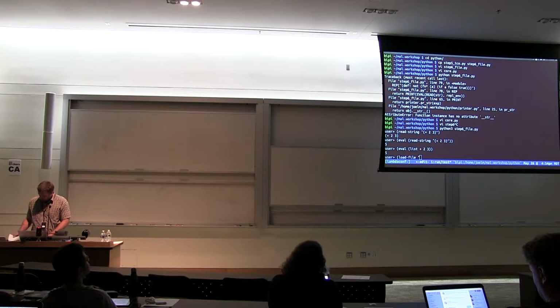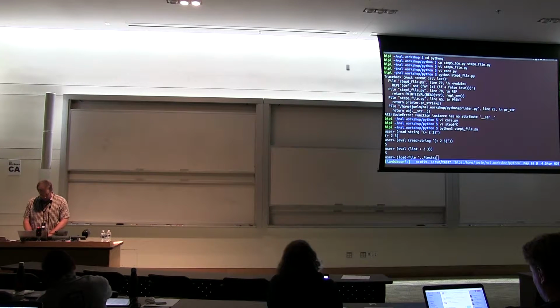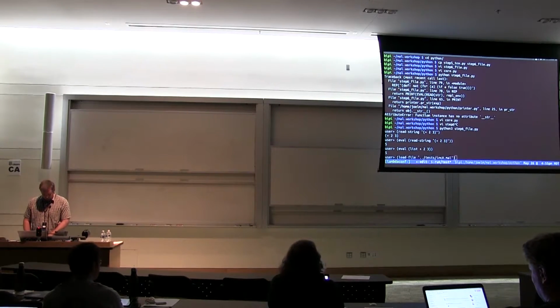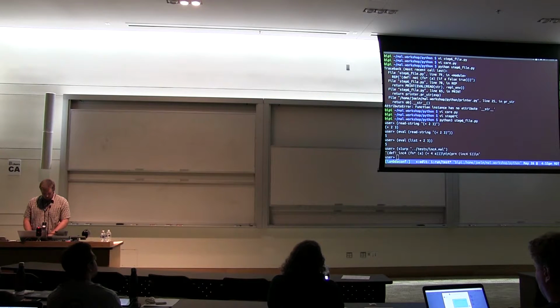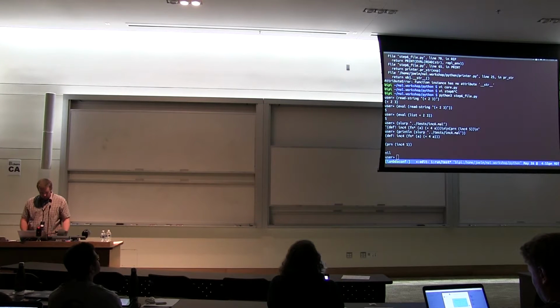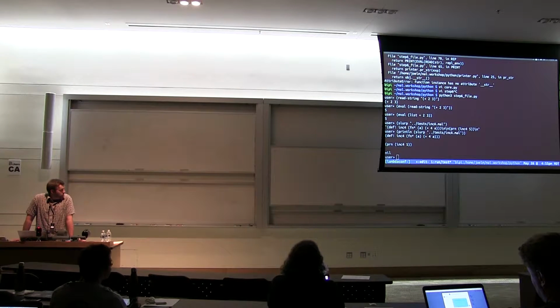Let's see here. Let me just make a test file here. Actually, let me first use slurp to read that file into a string. So you can see here, okay, this file defines a function inc4, which just adds 4 to a number.